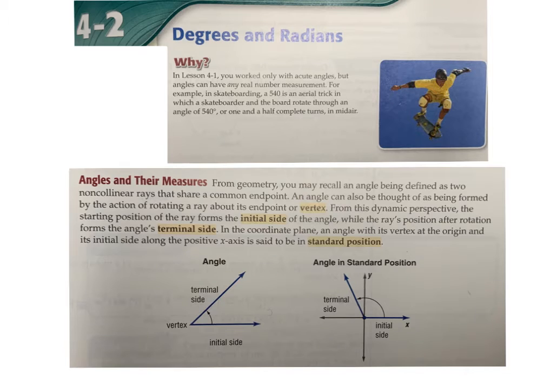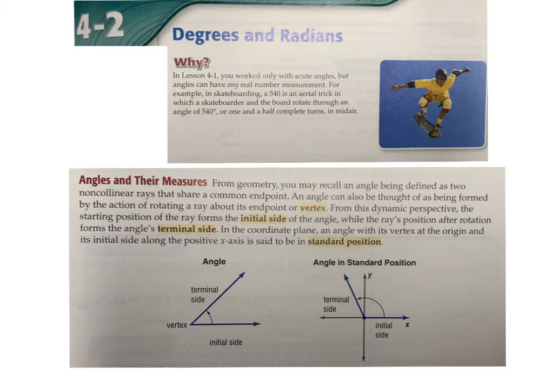Let's talk about this, degrees and radians. So in right angle trigonometry, we were dealing with degrees only. When you talk about right angle trigonometry, I'm sure you're talking about triangles, which means typically, from a geometry standpoint, you talk about degrees.